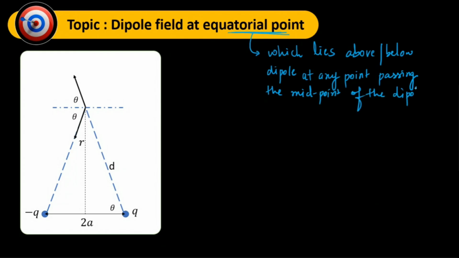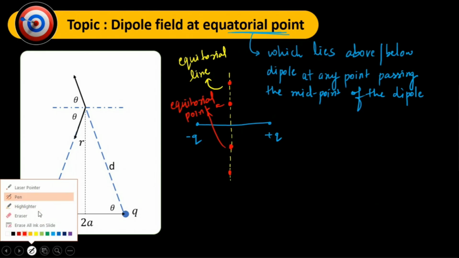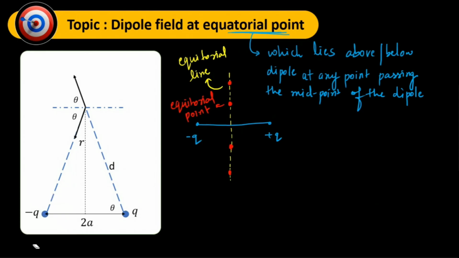Now what does it mean? Suppose there is a dipole like that, and if we pass a line through the midpoint, this line is what we call the equatorial line, which is passing through the midpoint of the dipole. Any point lying on this line, this, or even this, these points are called equatorial points. So you simply need to understand what equatorial points are first of all, at first sight.